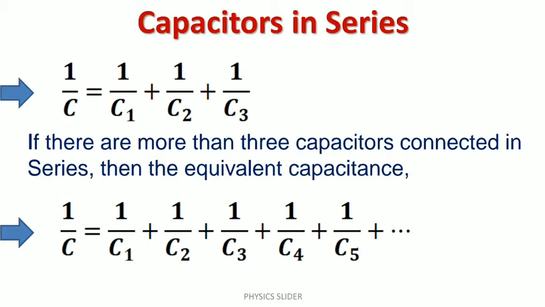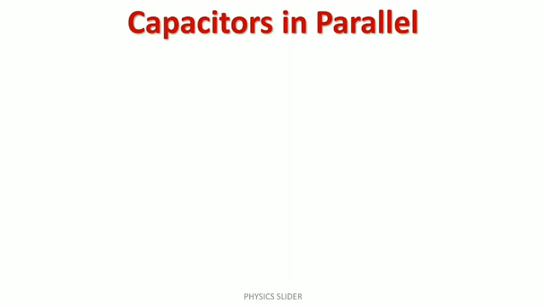So in the series combination, the reciprocal of the equivalent capacitance is equal to the sum of the reciprocals of the individual capacitances of the capacitors connected in series. Now moving ahead, the capacitors in parallel.